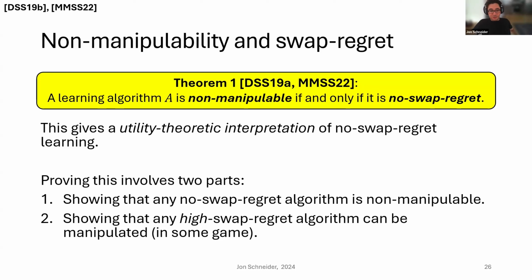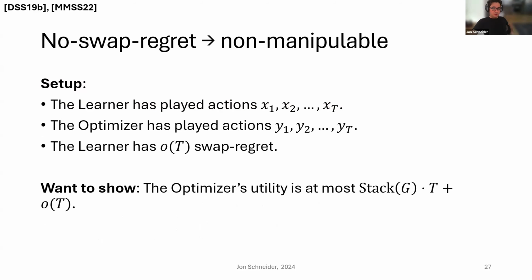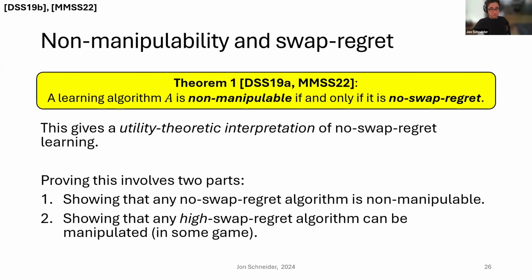I'll briefly mention how you'd prove this type of thing, but I won't go into many details. There are two parts to this proof. First, you would want to show that any no swap regret algorithm can't be manipulated. And the second is you'd want to show that if an algorithm sometimes gets high swap regret, then it can be manipulated, at least in some game. Obviously, there are some games where no manipulations are possible, like where the learner has only one action.